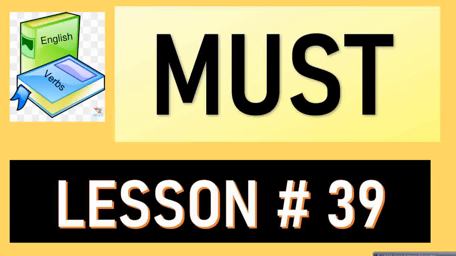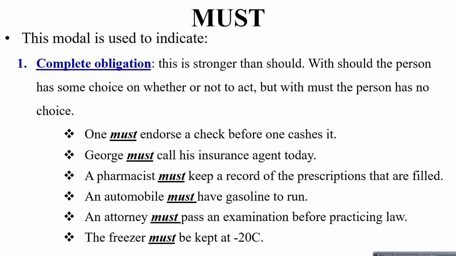लेसन। This model is used to indicate complete obligation. This is stronger than should. हम should को पिछले लेसन में स्टडी कर चुके हैं, जिसका मतलब है रेकमेंड करना या एडवाइस करना, which is a bit lenient. But when it comes to must with should, the person has some choice left whether a person acts or not. But when you are saying someone must, then the person has no choice left whatsoever.